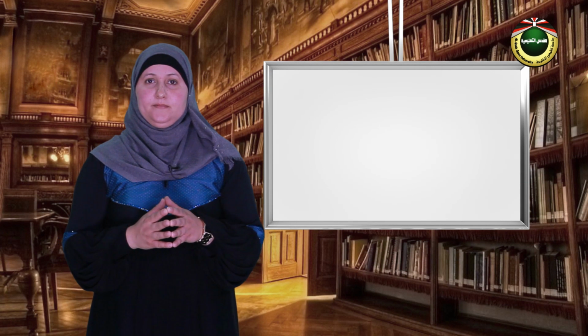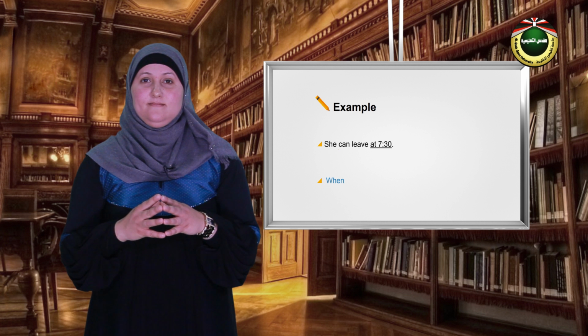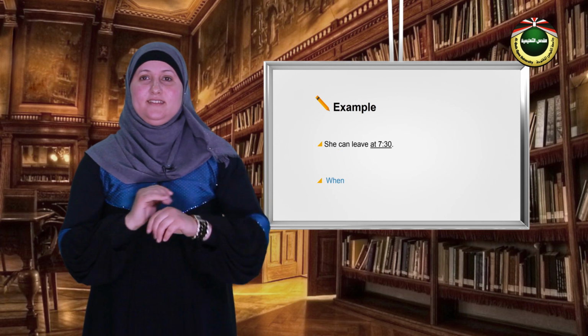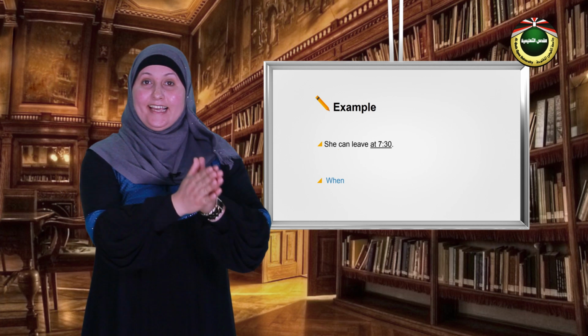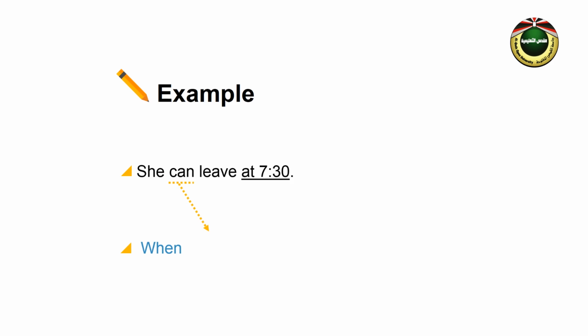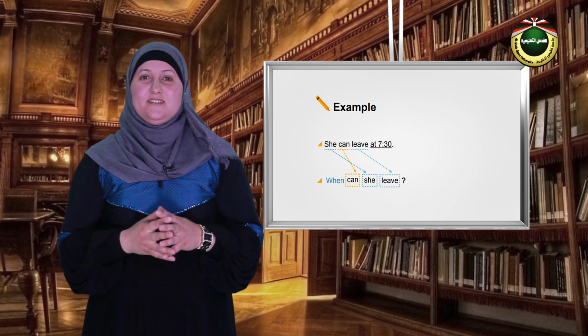Another example. She can leave at 7:30. What WH word should you use? When, because we are asking about time. And there are two verbs in the sentence, can and leave. So, switch the subject and the first verb only. When can she leave? At 7:30.